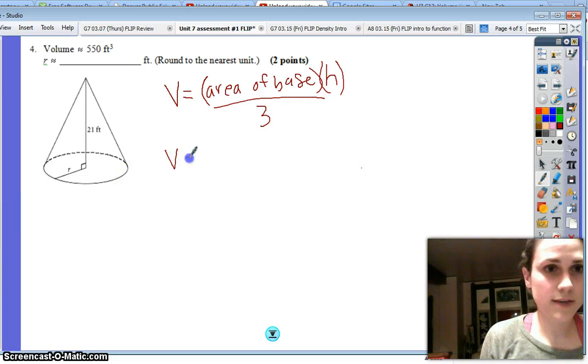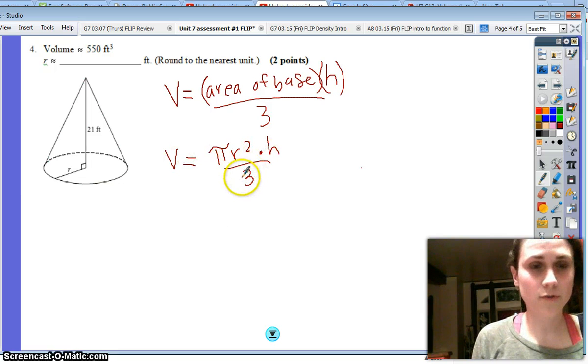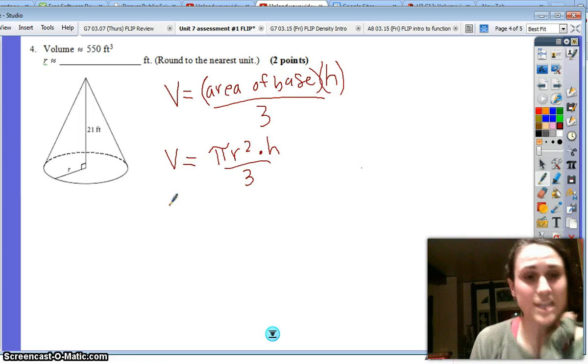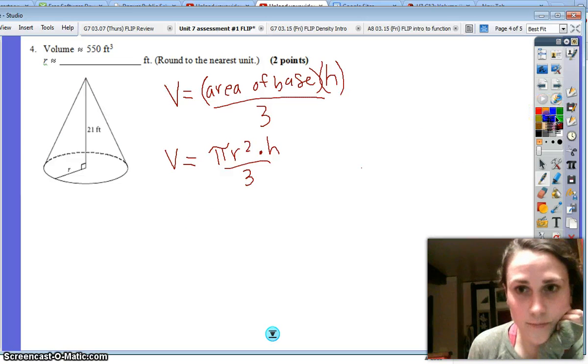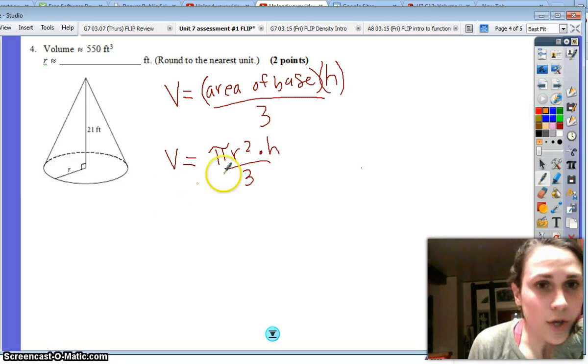In this case, the base is a circle, since we have a cone. So it's pi r squared times h divided by 3. I really want you to write down the entire volume formula and then substitute in the values you know so that you don't get lost. I'm going to do each step of this problem in a different color. Now we're just going to substitute in the values that we know. You could isolate r, the radius, by itself, but sometimes it's easier to plug in our values first.